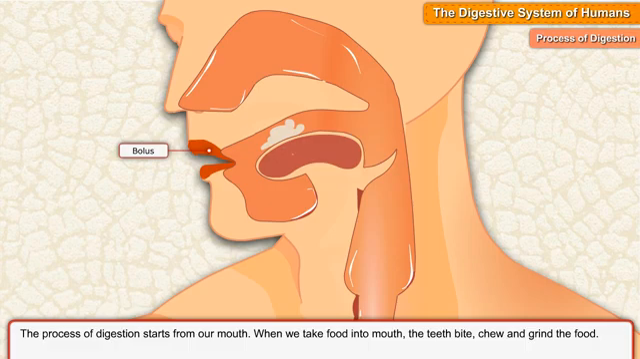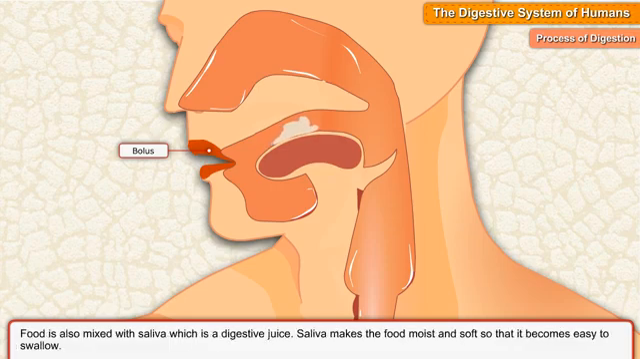The excretory system of humans. The process of removal of waste products from the body is called excretion. The waste products and the extra water from our body are removed through our excretory system. Some parts of our body, such as lungs, kidneys, and sweat glands in skin, are involved in this process.